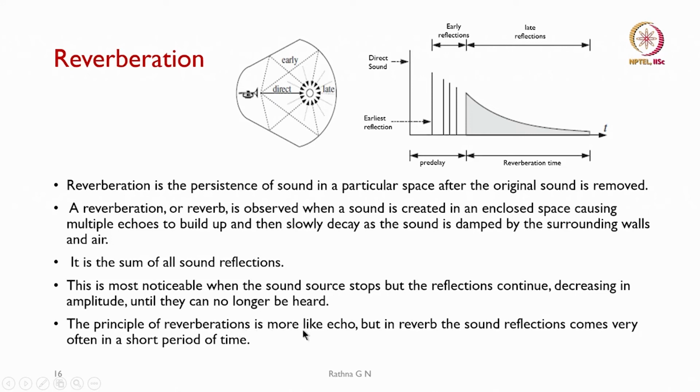So, the principle of reverberation is more like echo, but in reverb the sound reflections come very often in a short period of time. You will be seeing that this is the direct sound, and then these are the early reflections. This we call the pre-delay, and then these are the early reflection time, from here to here, what we will be perceiving. After that these are the late reflections, you will be seeing that it is slowly dying out. So, this is the reverberation time, when it is going to die down slowly.